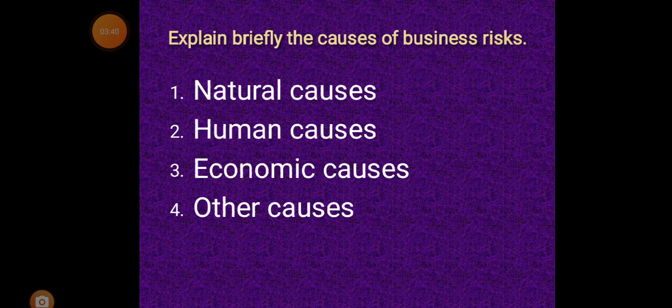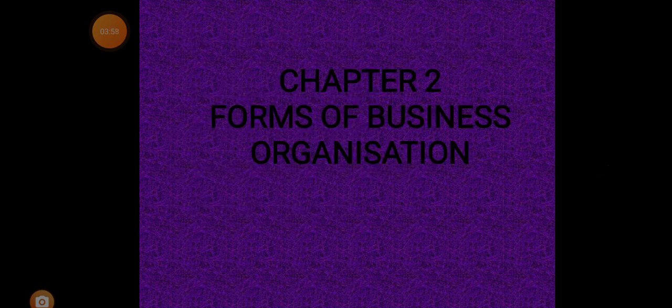Under this, list out these 4 causes and give the meaning and an example under each. First one is natural causes. Second one, human causes. Third one, economic causes. And fourth one is other causes. That covers the questions under your first chapter.